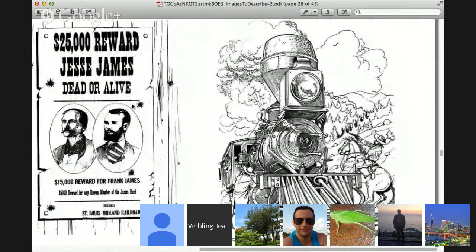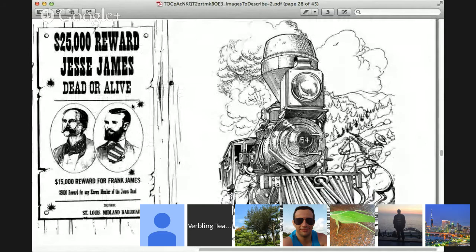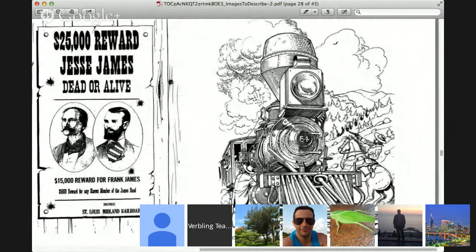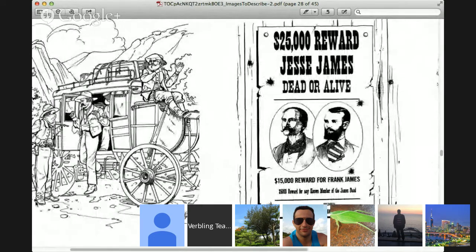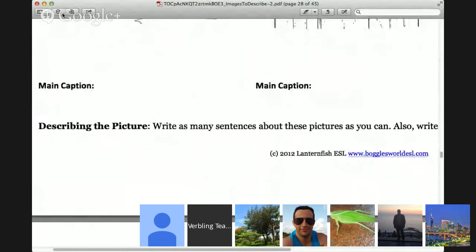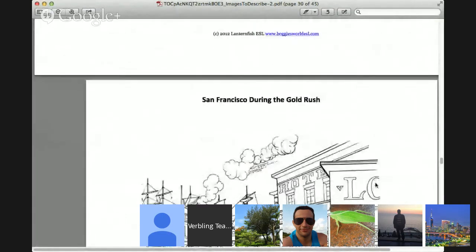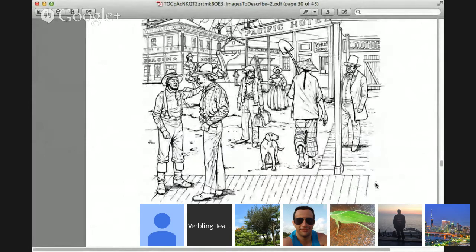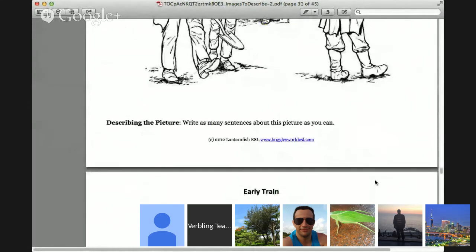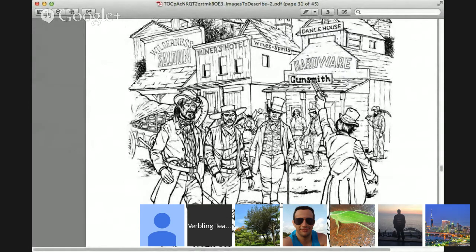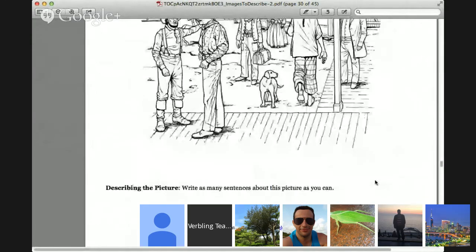We also have a picture of a train. There's not much to describe except he's robbing the train. It's the same guy. So, okay, good. Very good, Leonardo. Let's go to another picture. This one's for Mahmoud. I think we described that one before.